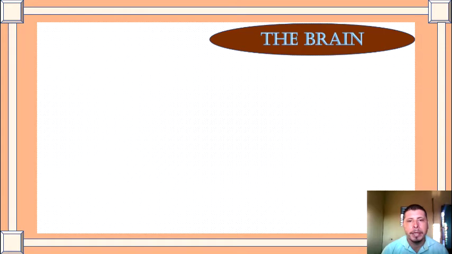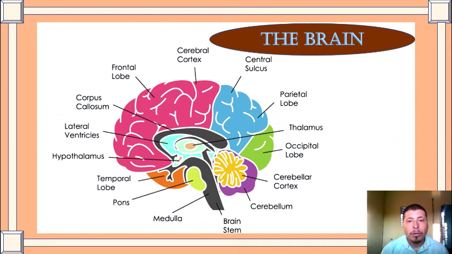Now our next topic is the brain. You can see here that the brain is composed of different components that play an essential role in language. The brain is composed of 4 lobes. We have the frontal lobe, the parietal lobe, the occipital lobe, and the temporal lobe. The frontal lobe is where the Broca's area is located. And the temporal lobe is where the Wernicke area is located, and both play an essential role in language production and understanding.